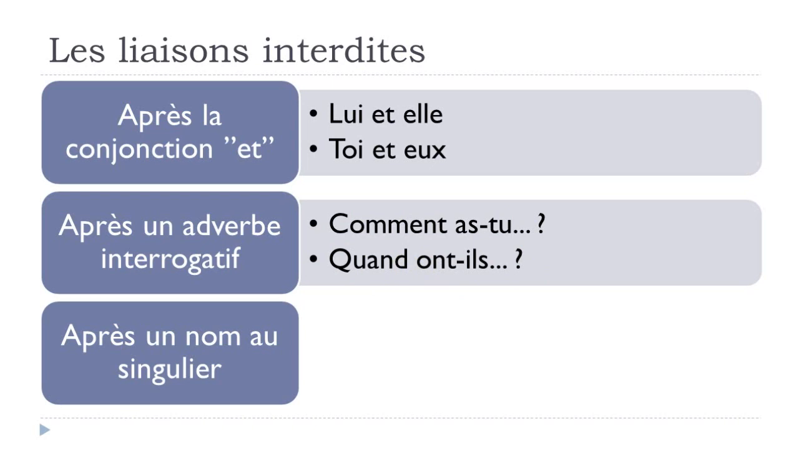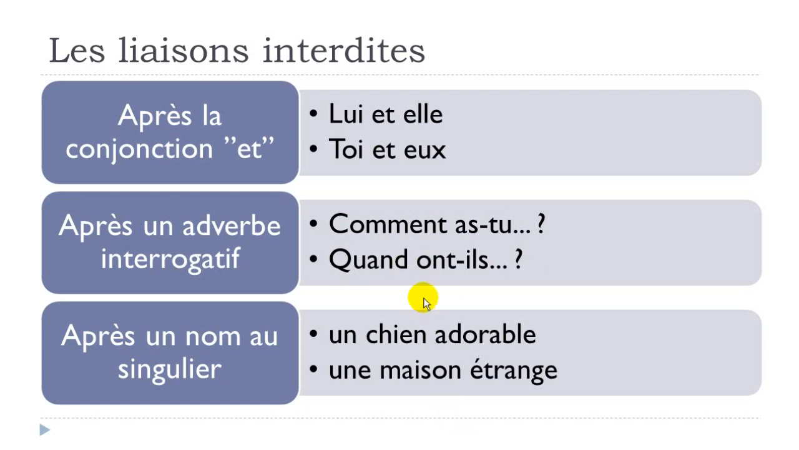And then remember that if you've got a noun and if this noun is at the singular form, then you shouldn't make the liaison. Like here, for instance, un chien, a dog, adorable. Okay, here it would be tempting to do it, but then no liaison. So un chien adorable. Okay, same thing here. Une maison étrange. Okay, house, and then étrange, strange. Une maison étrange, un chien adorable. Remember, you shouldn't make any liaison here after this word and after this word.